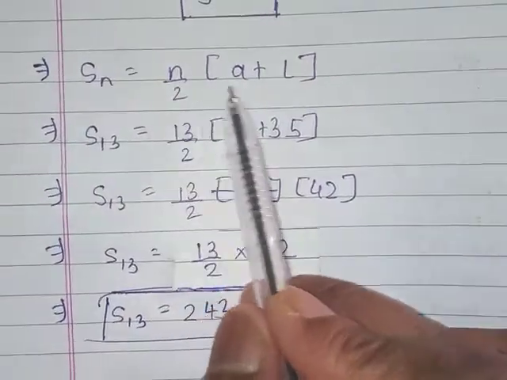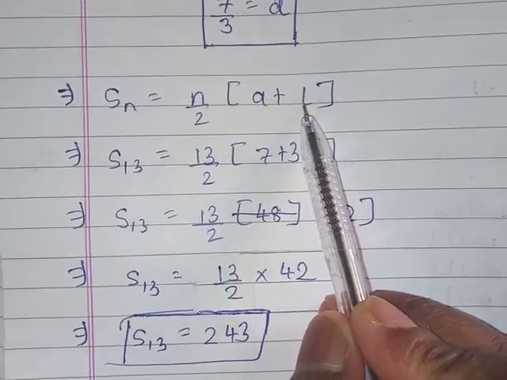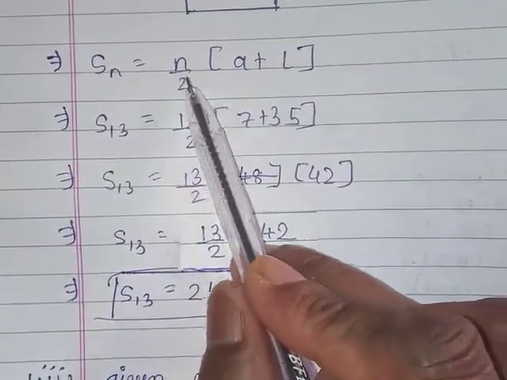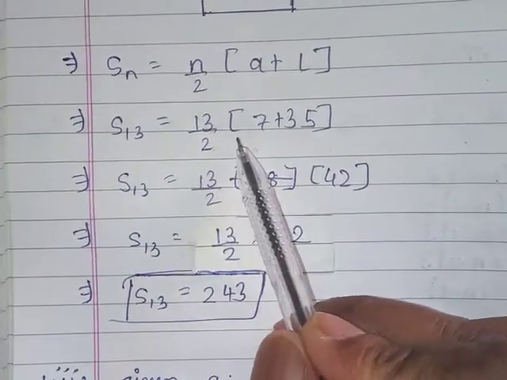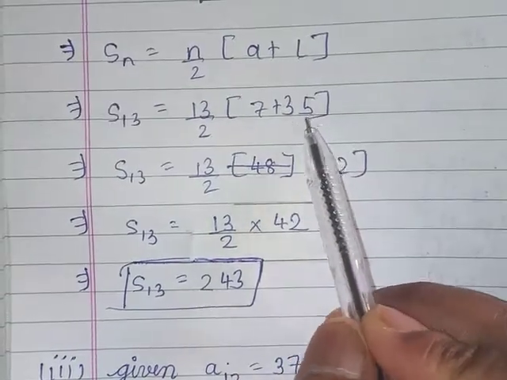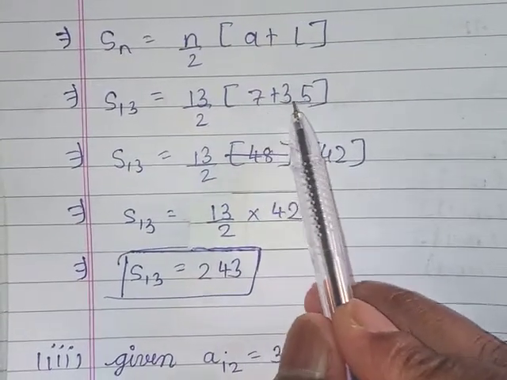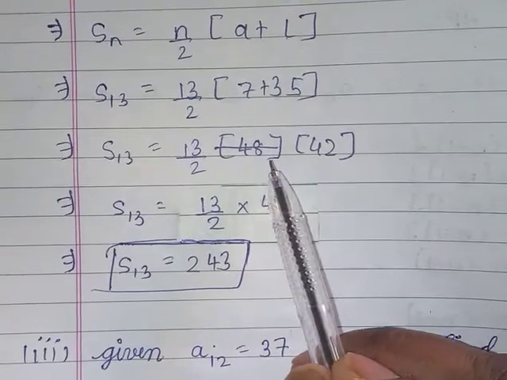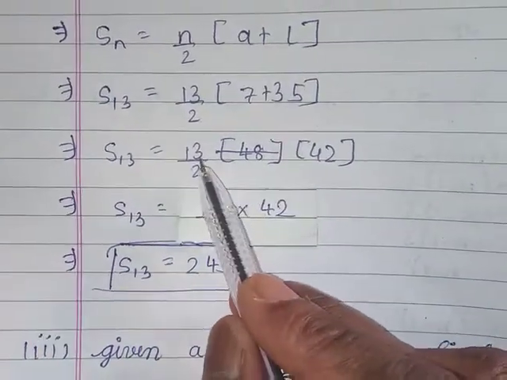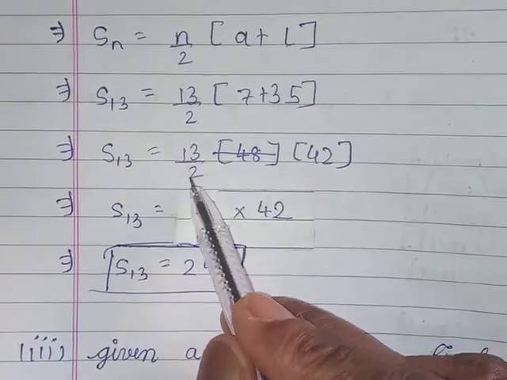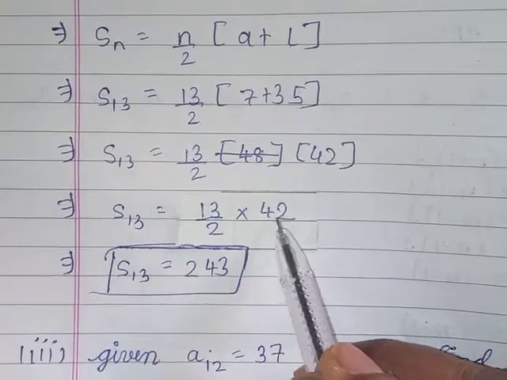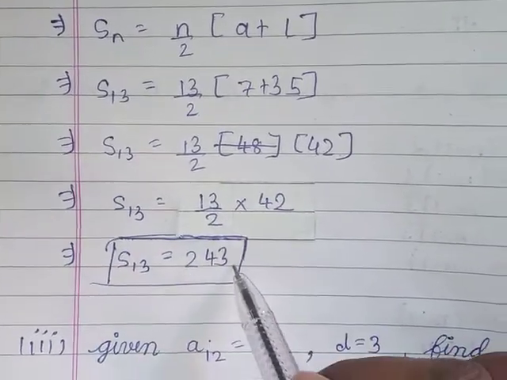Now Sn is equal to N by 2 into A plus L. We have to find S13, so N is equal to 13. So S13 is equal to 13 by 2 into A plus L, where L is 35. So 35 plus 7 is 42. So it is 13 by 2 into 42. If you divide it, you will get 21. 21 into 13 is 273.